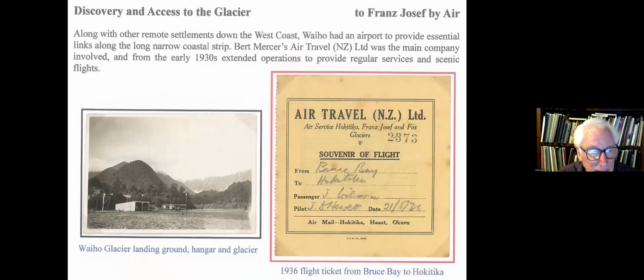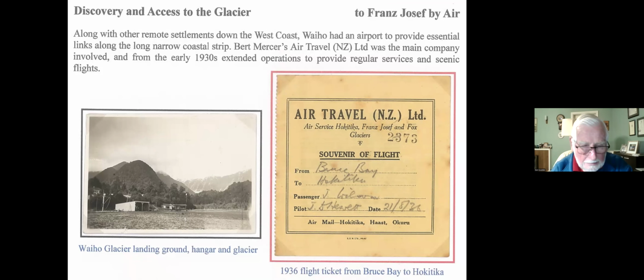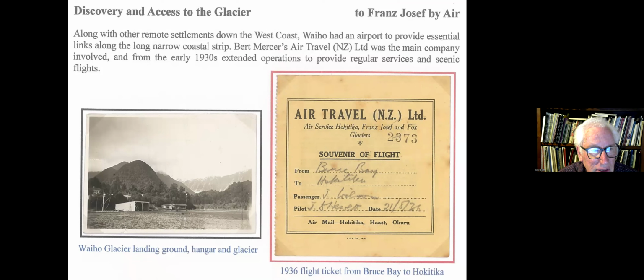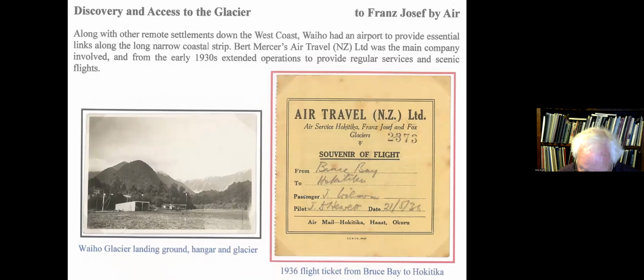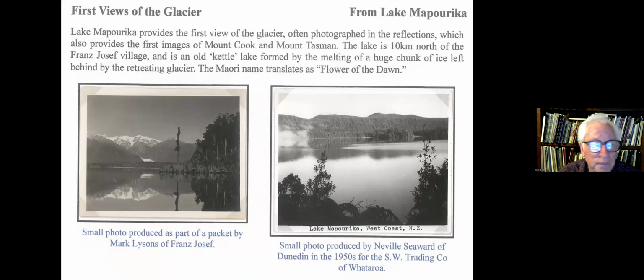You could fly in. Originally, travel in South Westland was restricted to landing on beaches. But at Franz Josef early on from the 1930s, they had an airstrip, a pretty rough one. There's a photograph there. It's not a postcard. And there's an air travel limited ticket from Bruce Bay back to Hokitika. So again, neither of those would you be using except in this type of exhibit.